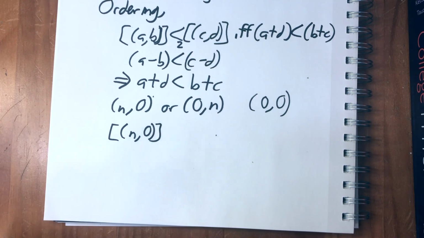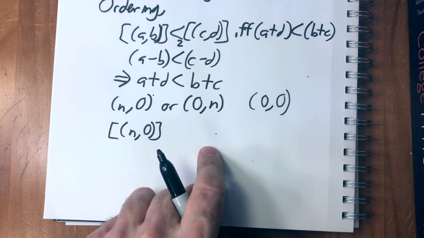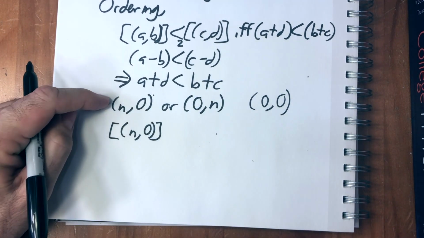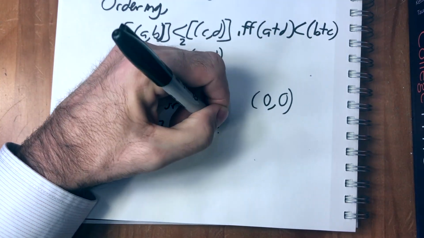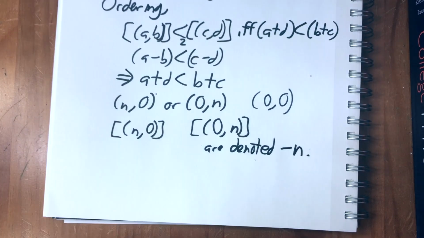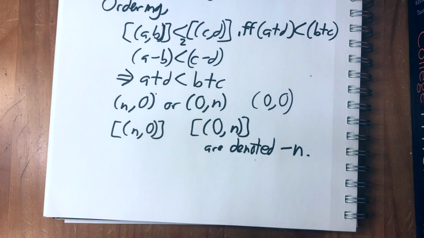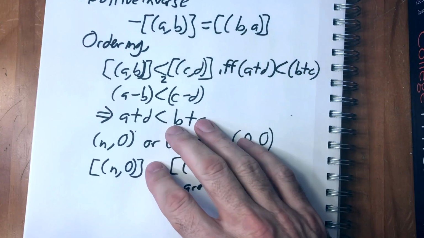So what I'm saying is each equivalence class has a unique member that is (n, 0). So each natural number is associated with only one equivalence class, and each negative number is associated with only one equivalence class. But these are just members of the equivalence class. So the negative numbers are denoted by minus n. Okay, that's integers. So we've defined integers now. Now we have to embed them into x and y.